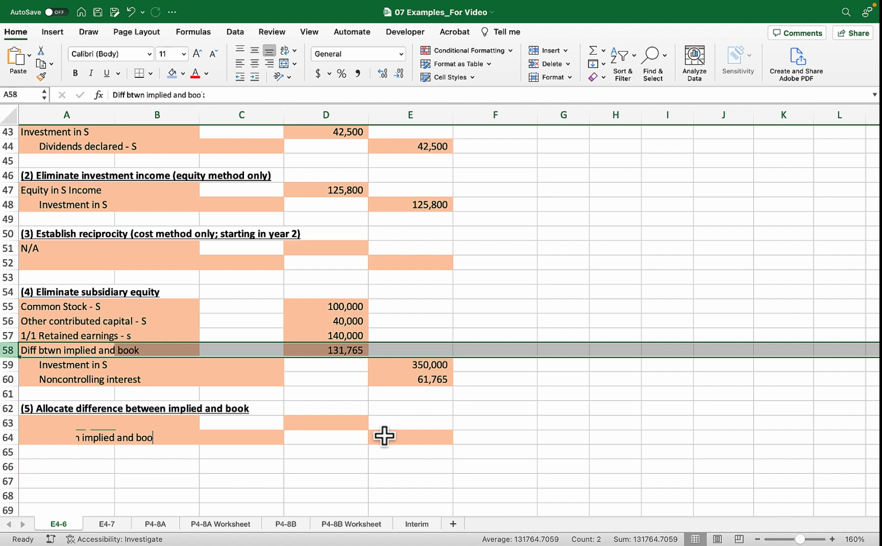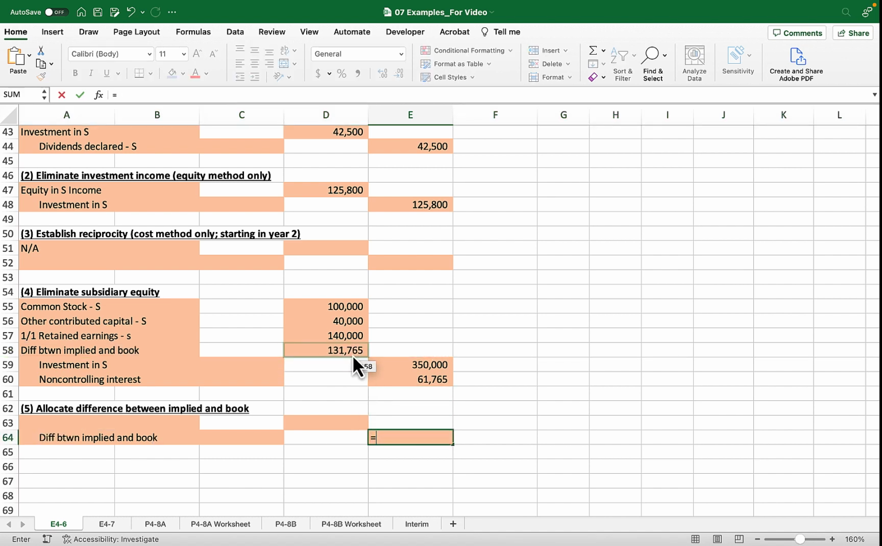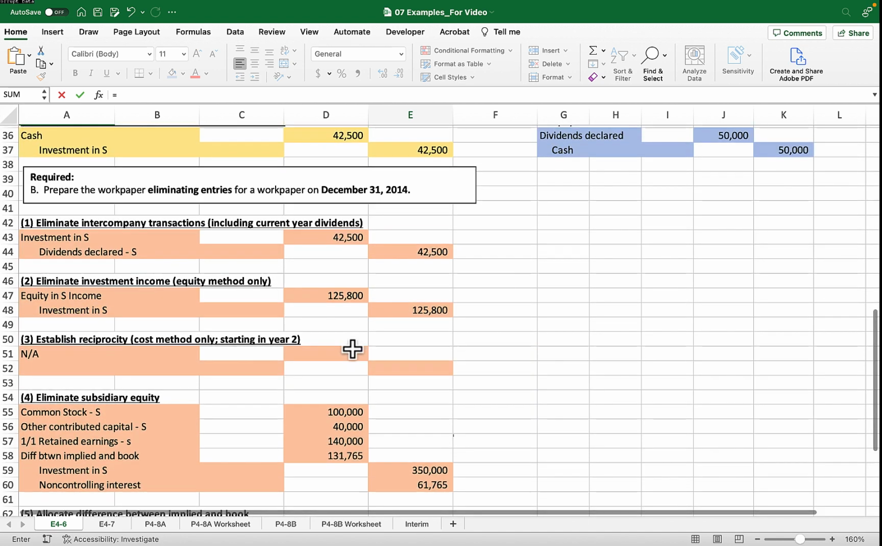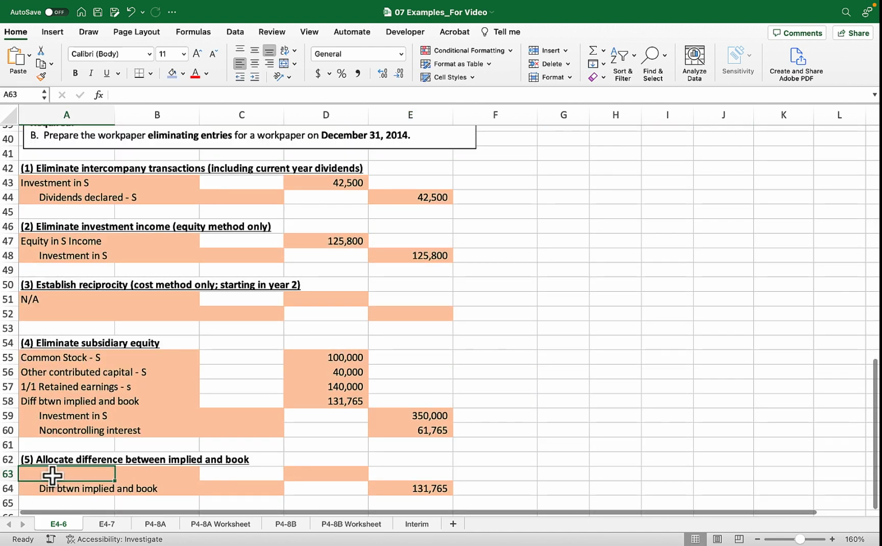And then we need to reallocate it. And remember, we are first going to allocate to any fair value adjustments, and then anything left over is goodwill. But they told us that the entire thing is due to one fair value adjustment to land. So we are going to allocate the entire thing to land. and then we are done.